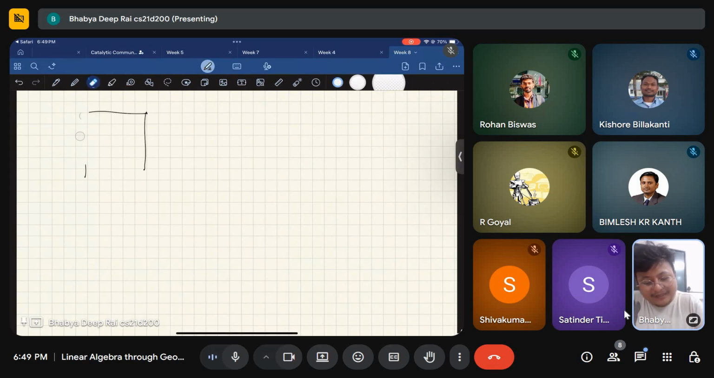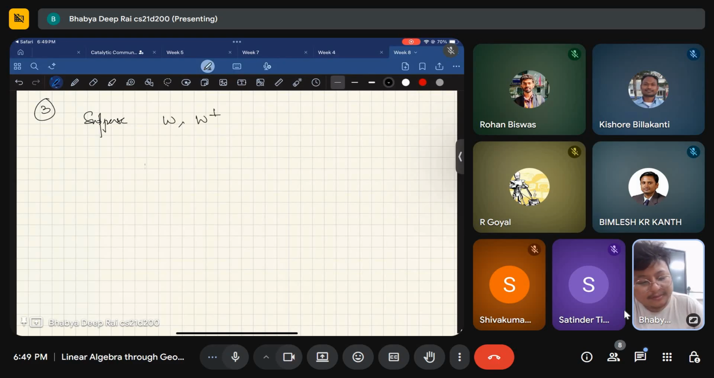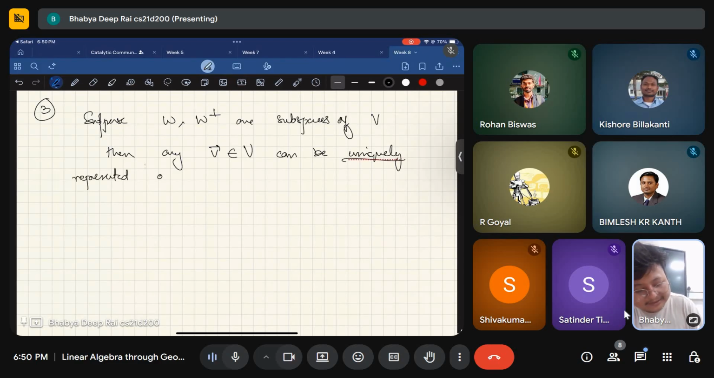And finally, the final nice thing to note is that suppose W and W perp are subspaces of a vector space V. Then any vector V in the vector space can be uniquely represented as V equals V1 plus V2, such that V1 belongs to W and V2 belongs to W perp. They are not just subspaces, they are orthogonal.